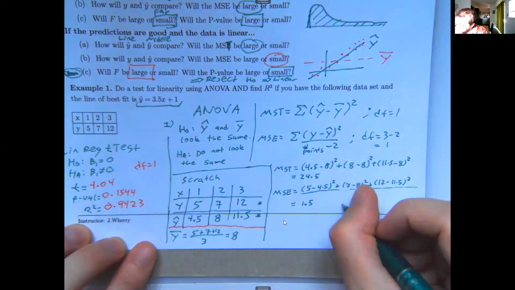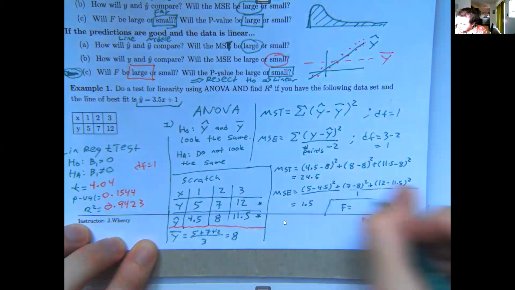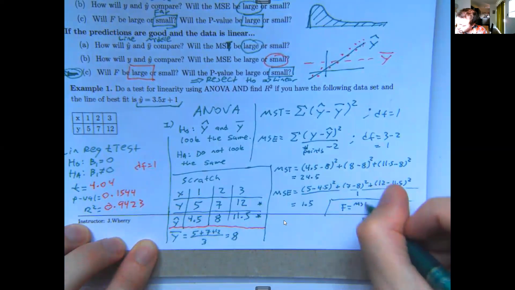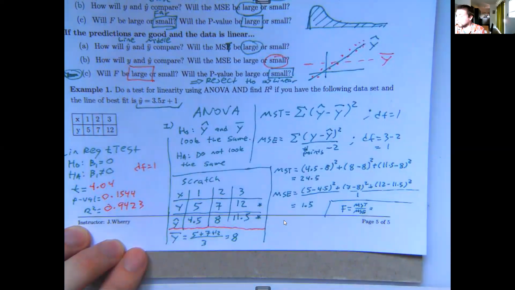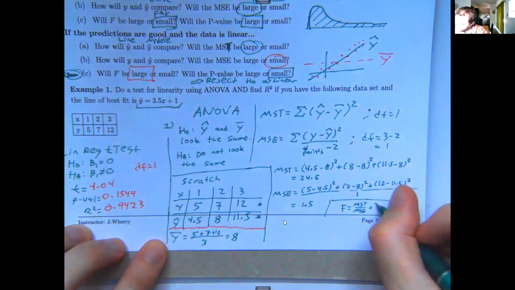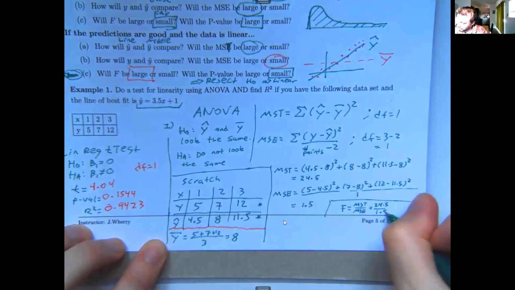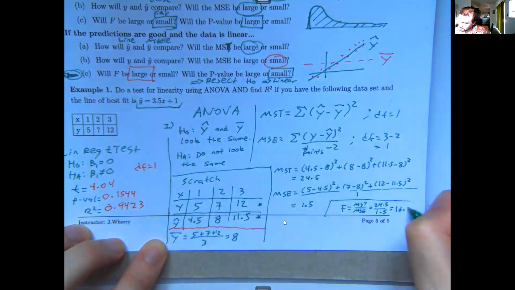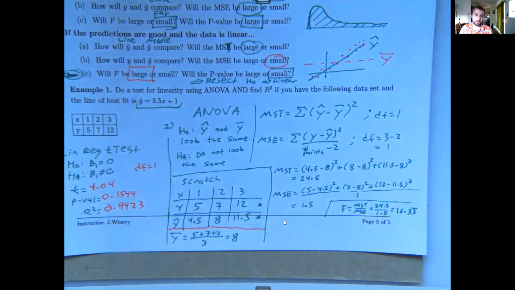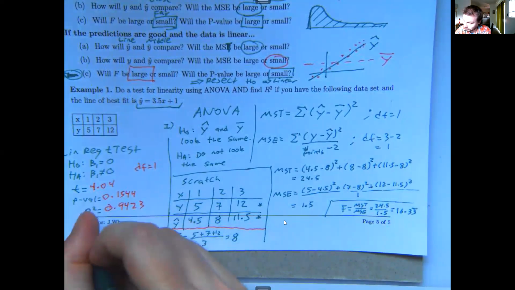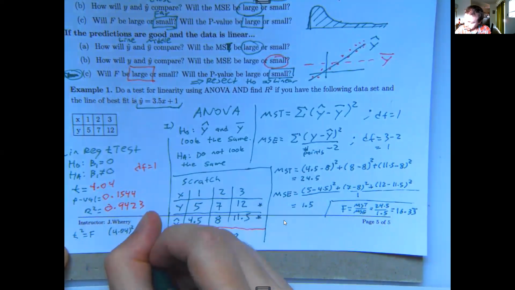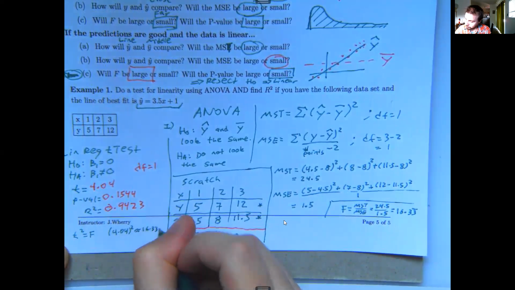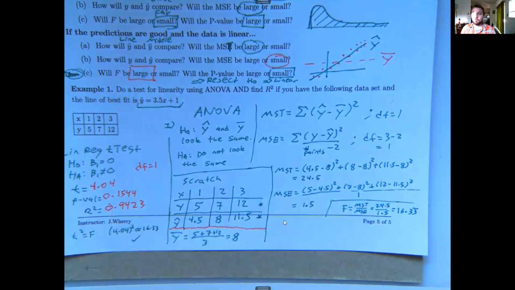So calculating my F, taking my MST divided by my MSE, my variation between, divided by variation within, I'm going to have 24.5 divided by 1.5. And this is appearing to give me 16.33 repeating. How do I know if this is reasonable? Well, let's do our quick check. If I take my t squared, this should give me my f. So if I take 4.04 in my calculator and I square it, I get approximately 16.33. Already things are checking out reasonably well.